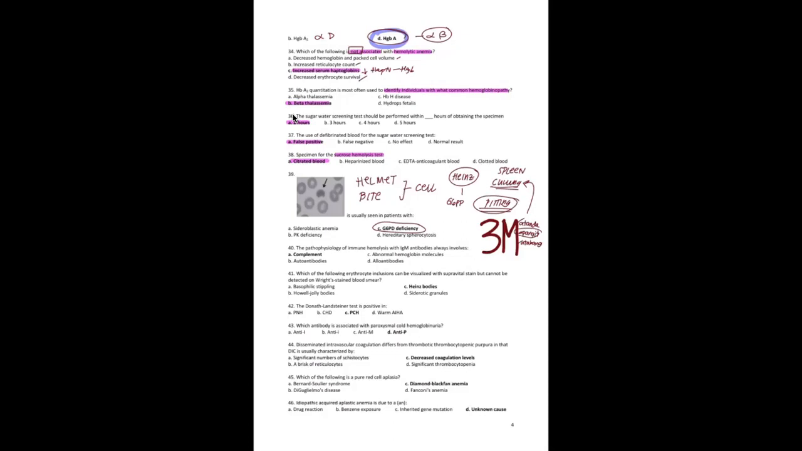Number 40. The pathophysiology of immune hemolysis with IgM antibodies always involves what? It always involves letter A, your complement, your autoantibodies, your abnormal hemoglobin, or your alloantibodies. The correct answer here is, since we're talking about IgM, we're talking about your complement.